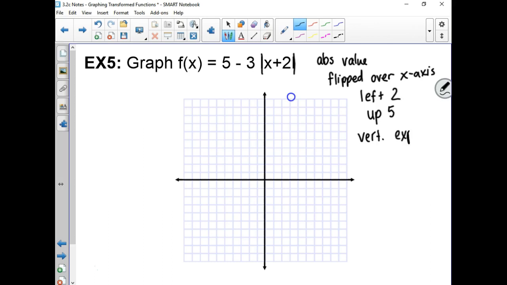Expansion by a factor of 3. Good job. Okay. All right, so absolute value graph.